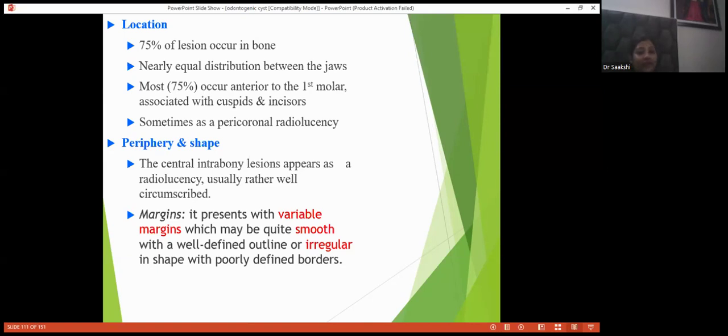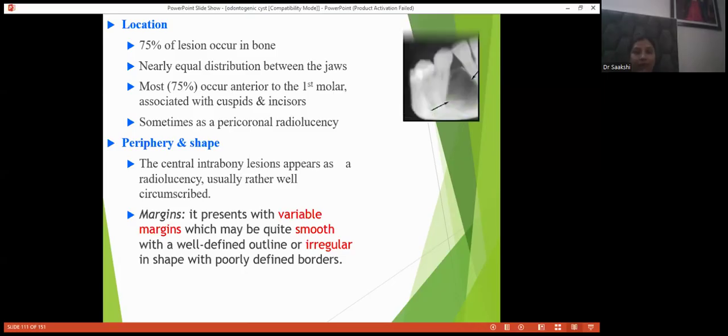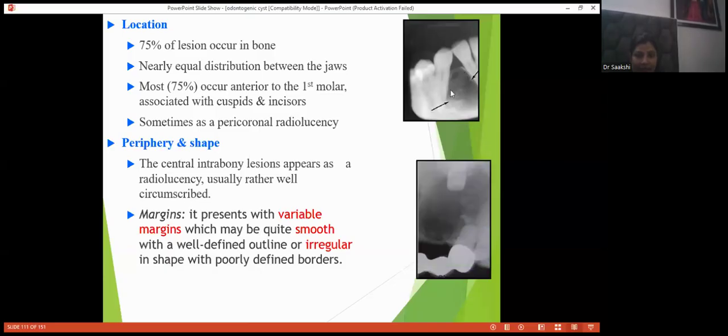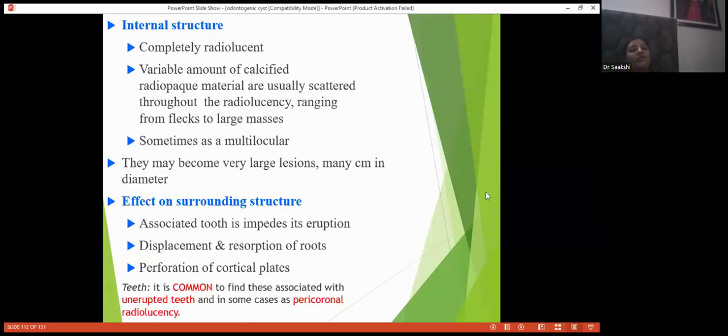Coming on to periphery and shape, the central intrabony lesion appears as a radiolucency, usually well circumscribed. It presents with variable margins, which may sometimes be quite smooth with a well-defined outline or irregular in shape with poorly defined margins. As you can see here, how well defined its margin is. This is your maxillary area. The internal structure is completely radiolucent. A variable amount of calcified radiopaque material is usually scattered throughout the radiolucency, ranging from flecks to large masses.